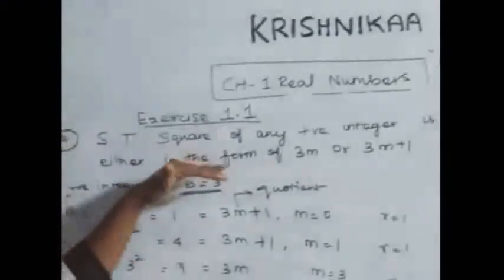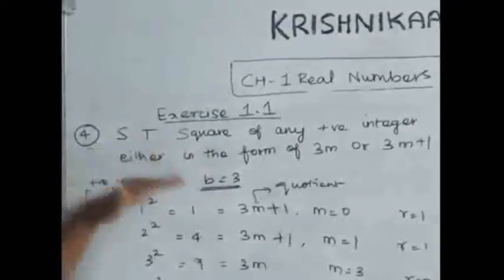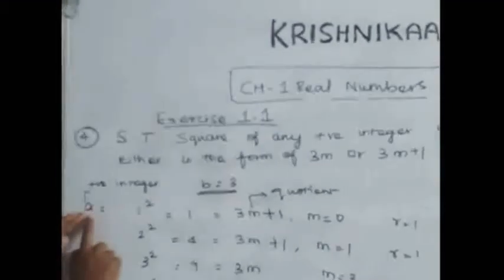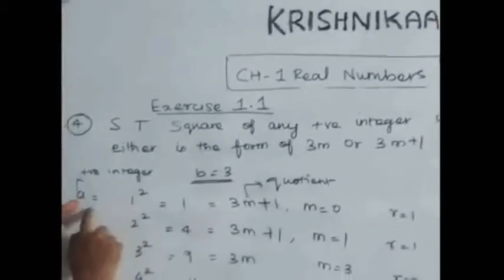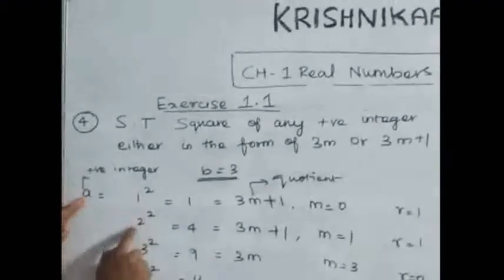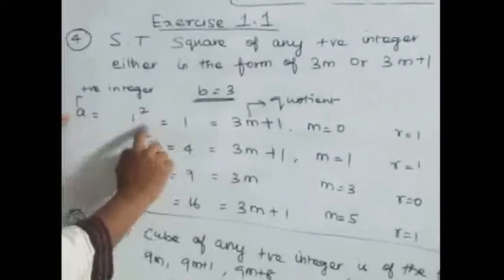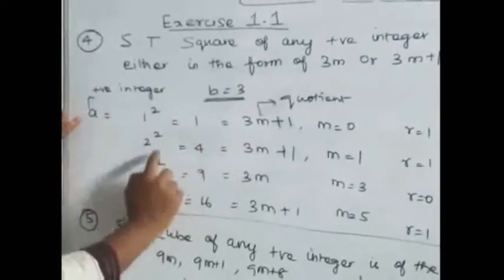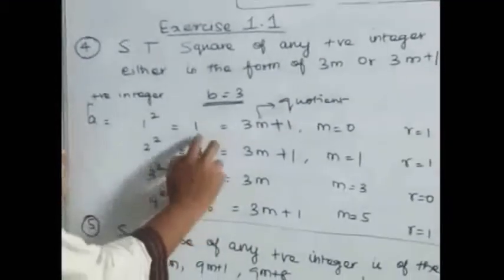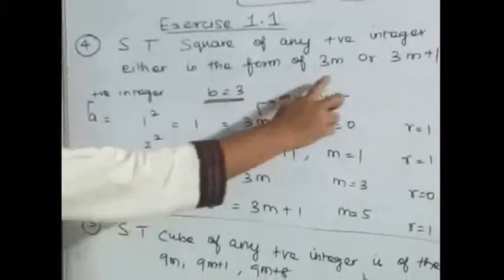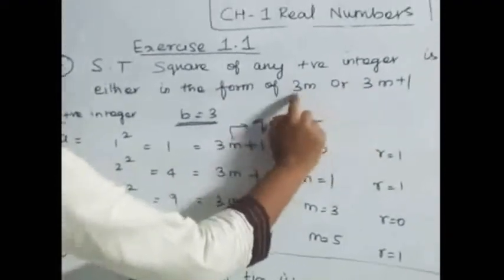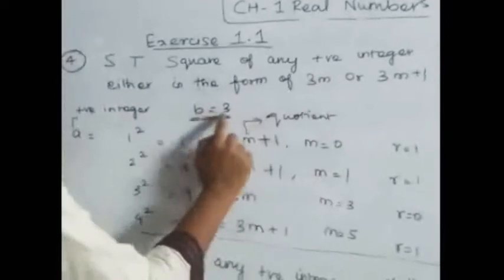First we can prove this numerically. Next we can prove it analytically. Numerically, just consider a as a positive integer, say 1, 2, 3, 4 like this. First you have to square these numbers. 1 squared is 1, 2 squared is 4, 3 squared is 9. In both forms the divisor is 3, so the b value is 3.